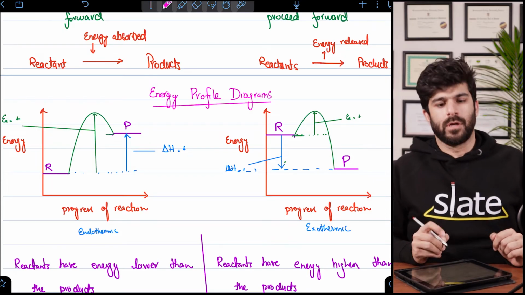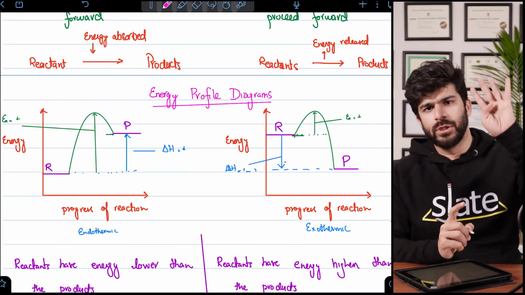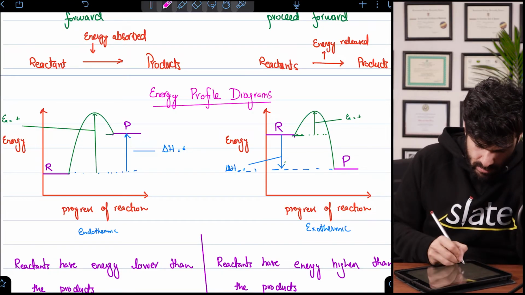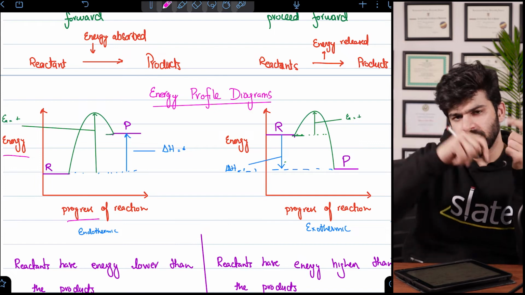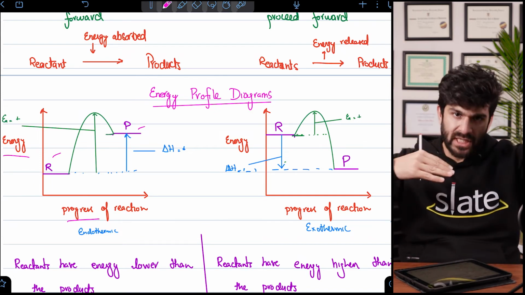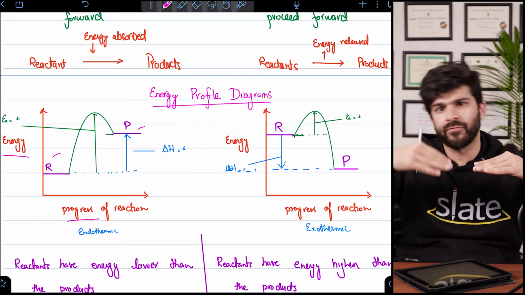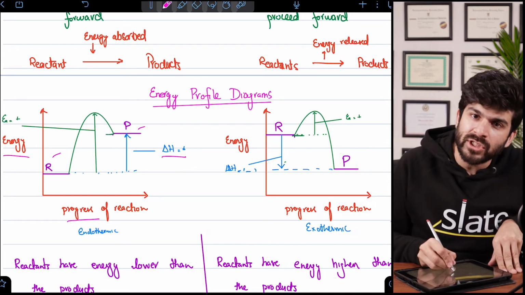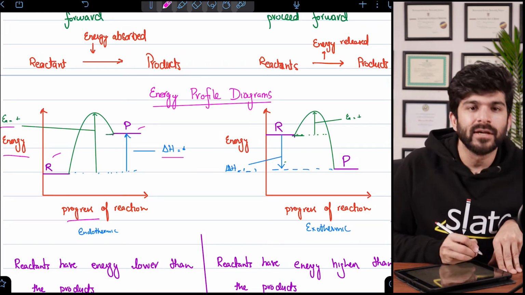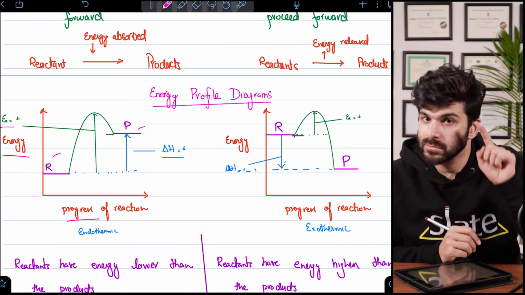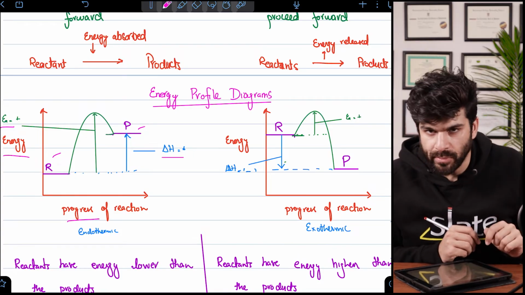In the exam, you have a 4 to 5 mark question. They'll ask you to label the axis. They'll ask you to label the reactants and the products. They'll ask you for the energy level, obviously. There is a different energy level for exo. There's a different energy level for endo. Then they'll ask you for the enthalpy change arrow. They'll ask you for the activation energy arrow. 4 to 5 marks, free of cost. That's why it's a good chapter, an important chapter.